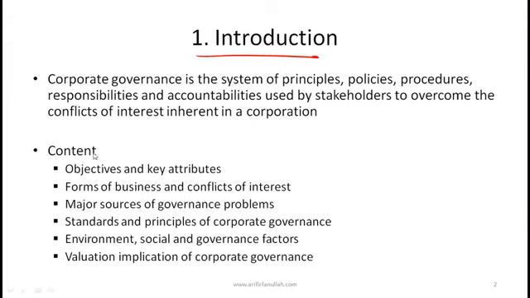What are the things we'll do in this segment? We'll talk about the objectives of corporate governance and the key attributes of a good corporate governance structure. What are the different forms of a business and the conflicts of interest that arise in each one of these forms? The major sources of governance problems, the standards and principles of corporate governance, some environmental, social and governance factors, and finally the impact of corporate governance on the valuation of an entity.